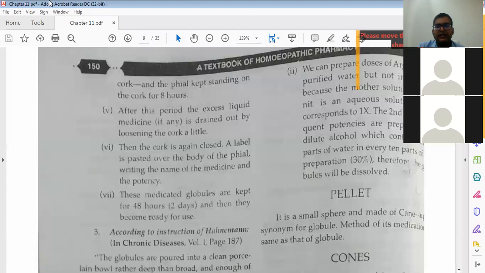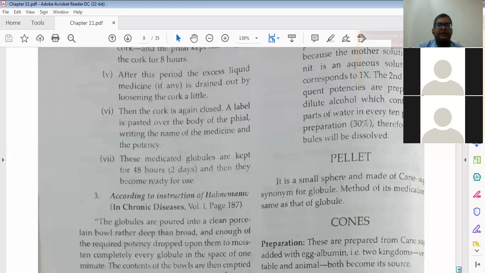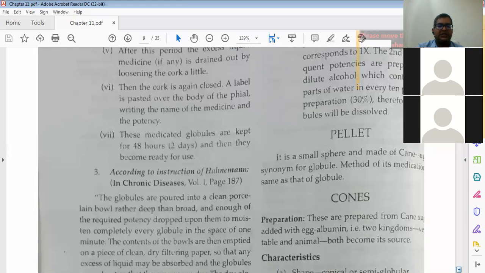Then the cork is closed again. A label is pasted over the body of the vial, writing the name of the medicine and the potency. Then the medicated globules are kept for 48 hours, 2 days, and then they become ready for use. So you have to keep that medicine for 48 hours, and after that you can prescribe. But normally in our clinic we make it and prescribe it to our patient after 1, 2, or 3 minutes.